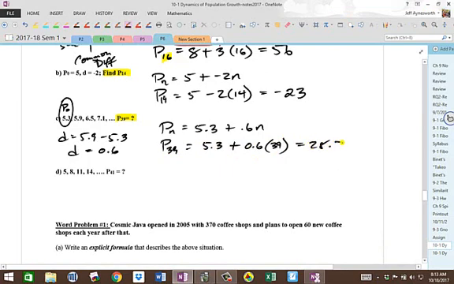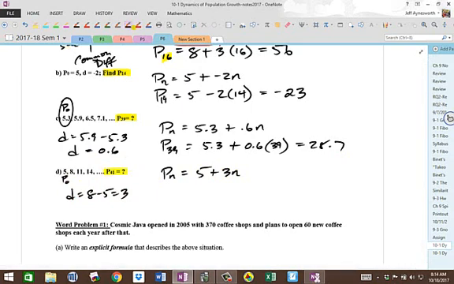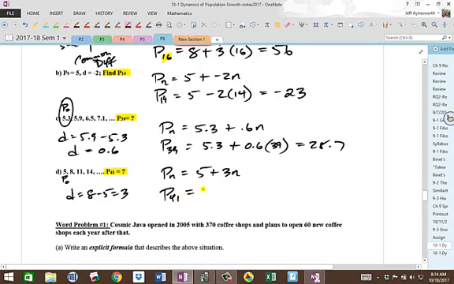So if they don't give you the common difference, you've got to find it, right? Like here, I know the seed, but I don't know the difference, so I find it. 8 minus 5 is 3. So my function here, p sub n, is equal to the seed of 5 plus 3 times n. And then after that, you find what you're looking for in the 41st population. So p sub 41 is equal to 5 plus 3 times 41.